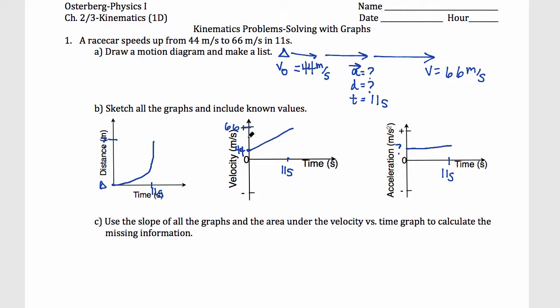points. Alright, so then for part C it says use the slope of all the graphs and the area under the curve of a velocity versus time graph to figure out the missing information. So we've got to figure out acceleration and distance. Alright, well let's look at the velocity versus time graph. We have a line here that's going upward, and if we look at the slope of that line, that tells us the acceleration.